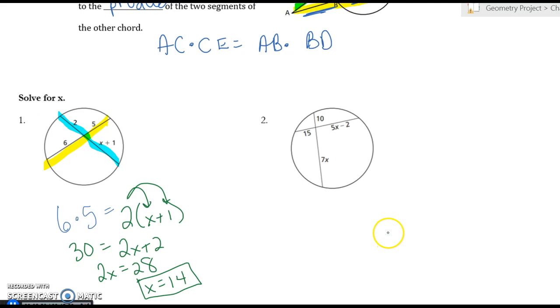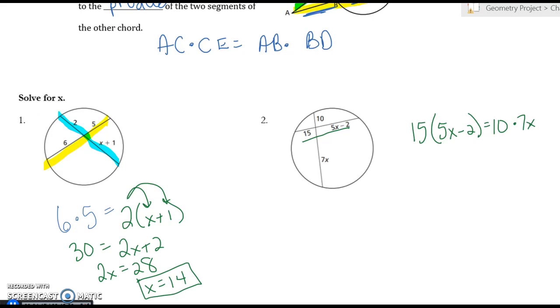Okay? What I'd like you to do is try and set up number 2 to see if you can get an equation, and you can try and solve it, or you could just set it up and then check to see where you're at. When you think you have it, press play. Okay, so you should have had these two together. So 15 times 5x minus 2 is equal to the other two, 10 times 7x.